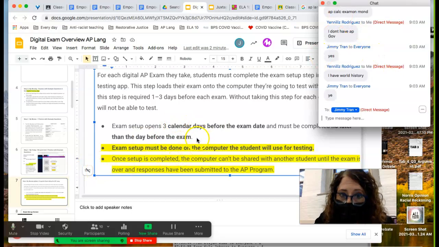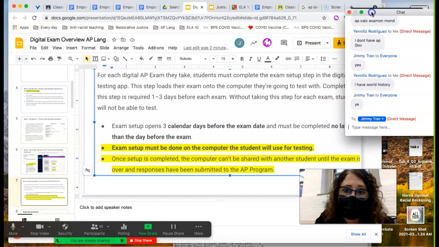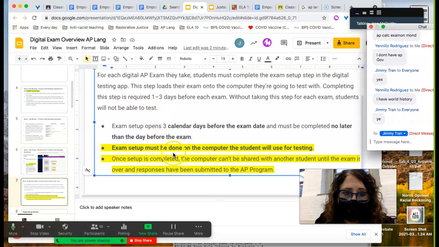It's important that we do this the day before the test, okay? Because they're saying that I don't know if you can do it later. You must do this on the computer that you will be testing. Please, if you're coming to school, bring your Lenovo to school on Monday so that we can do the setup together. Because there's a student who may not have done this, and I don't know if that student can take the test.